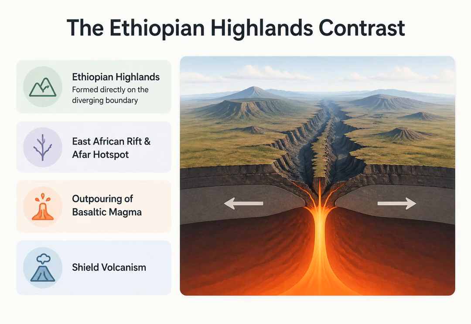We can contrast this with the Ethiopian highlands in the very same region. The Ethiopian highlands formed directly along the diverging boundary at the East African Rift and the Afar hotspot. Because the magma here welled up directly from the mantle through the diverging plates, it was basaltic. This resulted in massive outpourings of fluid lava, creating extensive shield volcanism rather than isolated conical peaks. We will explore how these different volcanic structures impact local ecosystems next.